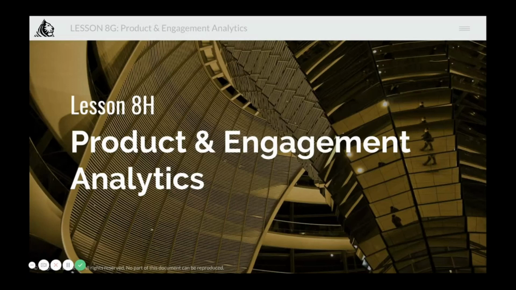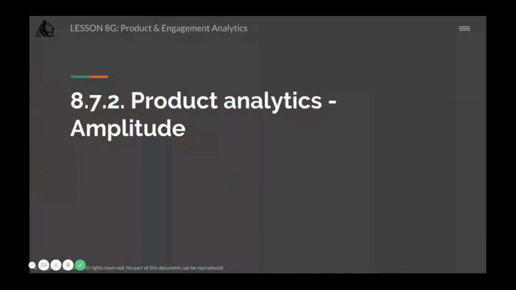Today we're going to talk about product and engagement analytics. What are the different tools available in our toolkit to help in understanding engagement a little better? The first tool that I would like to talk about is Amplitude. Today, Amplitude I would consider is one of the better tools available purely for product analytics.